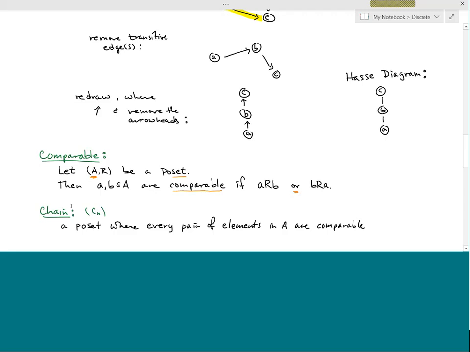Okay. Now, a chain is a type of poset, and it actually has a special name, C for chain, because we're super lazy. And the subscript N here tells you how many elements are in your chain. So a chain is a specific type of poset where every single pair of elements in the poset, or really in the set, are comparable. So everybody's related to everybody else. Now, here's why you have the naming convention.